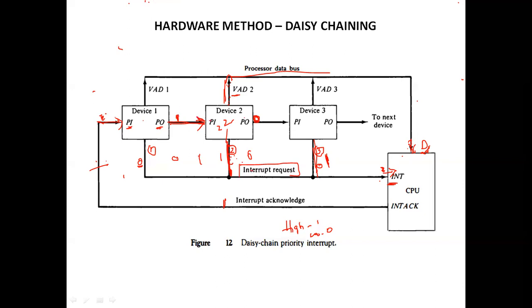This output 1 is given to device 2, at P1. Has device 2 requested? No, it has sent 1 as an output. This one is going to be given to device 3. Has device 3 sent the signal? Yes, it has generated an interrupt. So this device 3 vector address is going to be placed in the data bus of the CPU, and the interrupt acknowledgement is going to be high, indicating that the acknowledgement has been taken care of. This is the hardware method of daisy chaining.